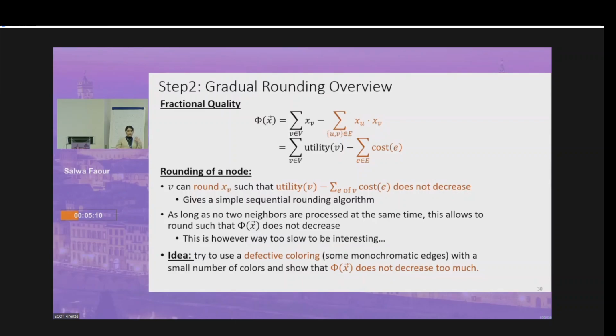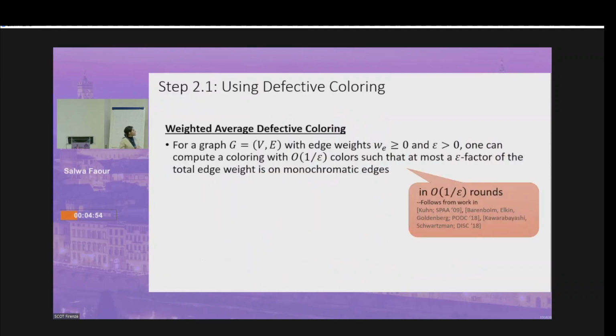We use something called defective coloring. It's also a coloring of the nodes, but we allow some defects, so some monochromatic edges. We want to do it with few colors, do the rounding, and show that this potential doesn't decrease too much. Before that, let me explain the defective coloring. We want a generalized version of it, which is a weighted average defective coloring. I give you a graph, I set non-negative weights on the edges, and some epsilon, which is a small constant.